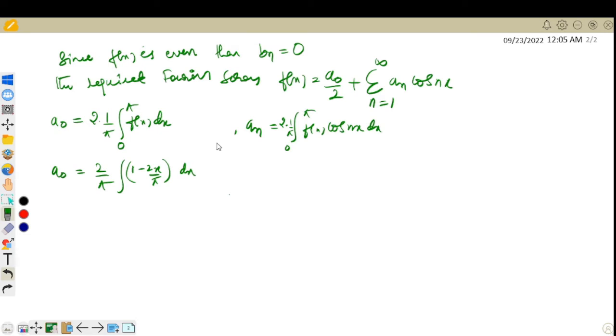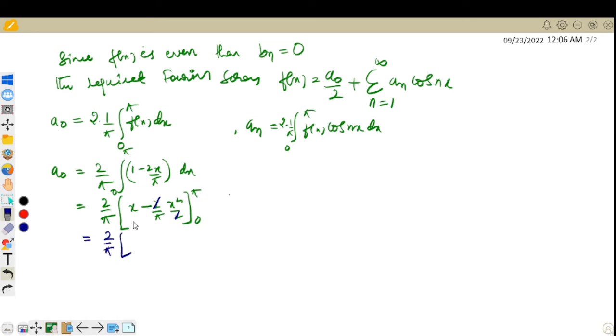Integrate it. This will become 2 by pi, keep it as it is. Here the limits are 0 to pi. Integration of 1 is x, 2 by pi is constant, integration of x is x square by 2, between 0 to pi. Now cancel this 2 and 2.